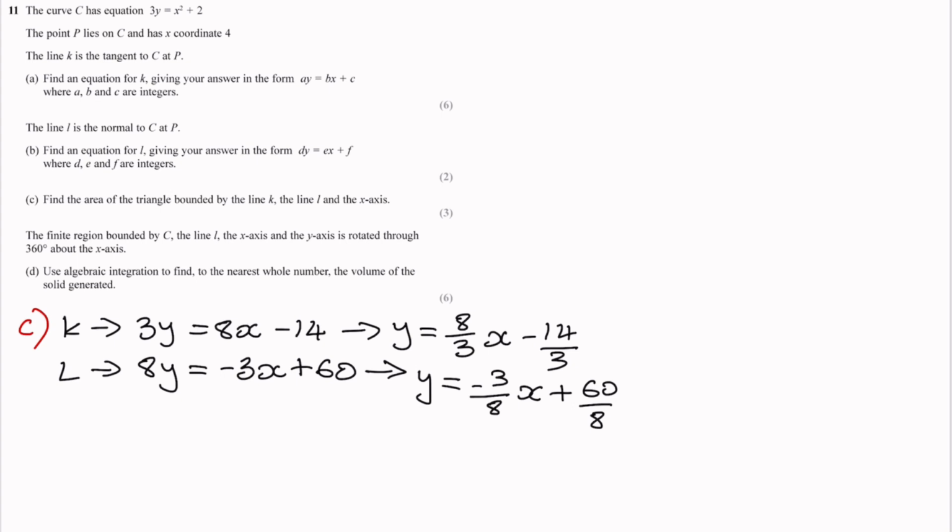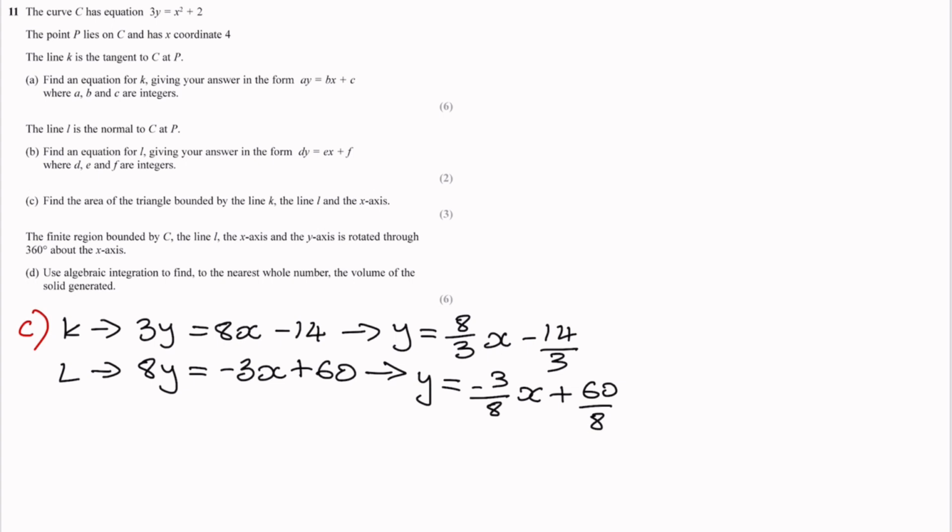So the question has asked us for the area bounded by these two lines and the x-axis. So I'm going to draw them on a graph just to have a look. If we look at this first one, y equals 8 over 3x minus 14 over 3, it has a positive gradient, so it's going to go uphill, and it's going to intersect the y-axis at roughly minus 4. So it's going to look something like this. And the second one has a negative gradient, and it's going to intercept the y-axis at roughly 8. So that is going to look like this.